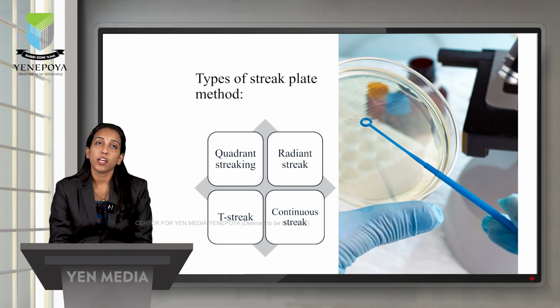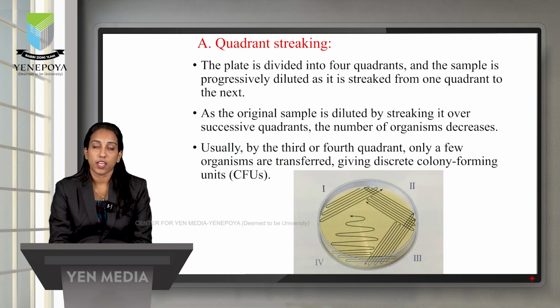In the streak plate method, different types of streaking are there: quadrant streaking, radiant streaking, T-streaking, and continuous streaking. First one is quadrant streaking. As the name says, quadrant means four areas. The plate is divided into quadrants, or four regions, and the sample is successively streaked from one quadrant to the next. First we take the stock culture, the original microorganism, and dilute it on successive streaking from the first area to the second one.